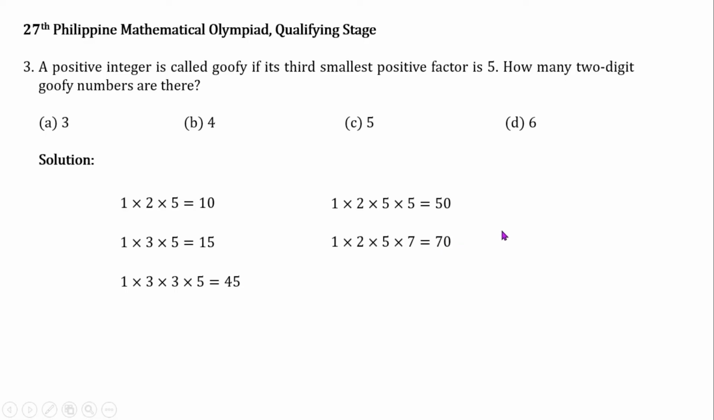Another is that we can also replace 5 by a factor of 7, and still the third smallest positive factor is 5. And the last case is 1 times 3 times 5 times 5, which is equal to 75. Clearly, 5 is still the third smallest positive factor. Okay, so there are only 6 two-digit numbers that satisfy the given condition. So the answer is letter D.